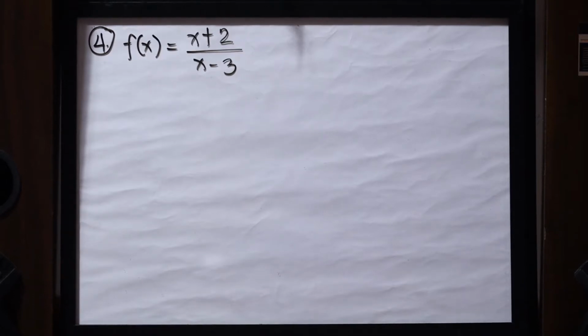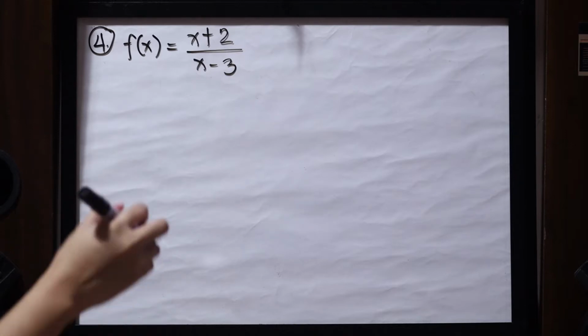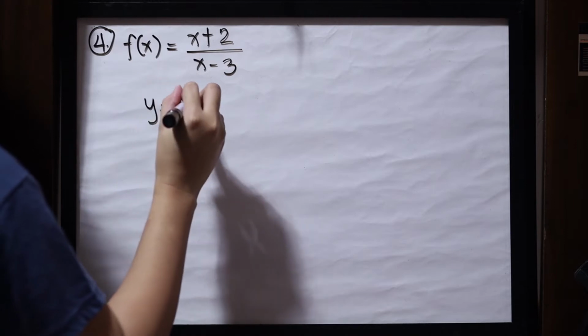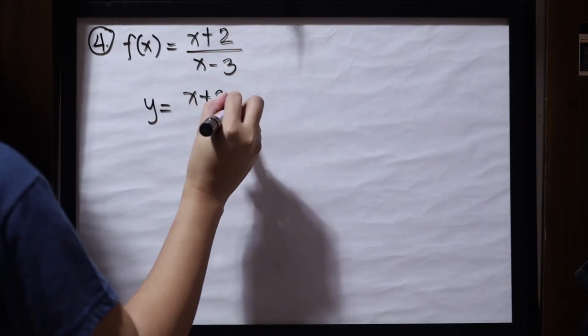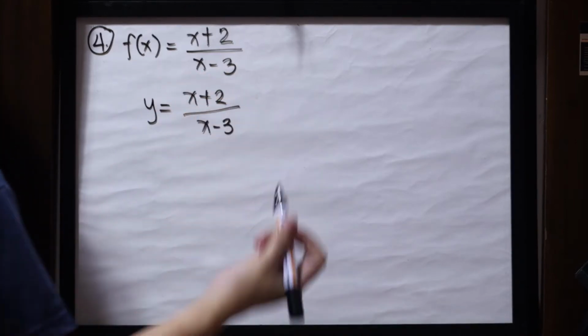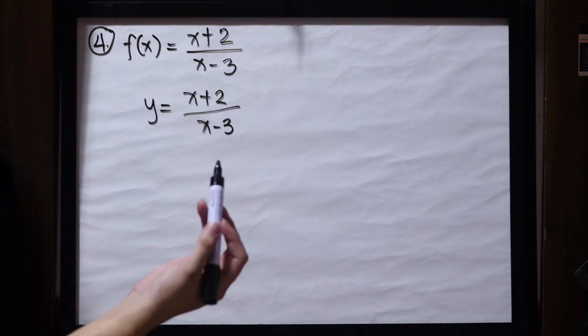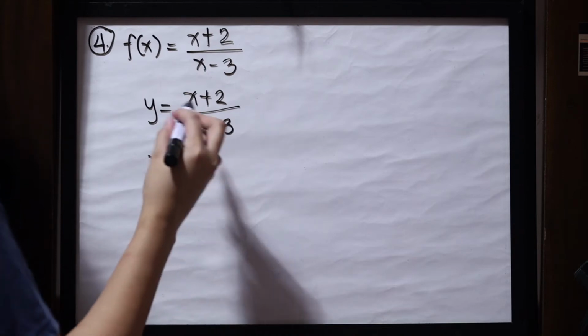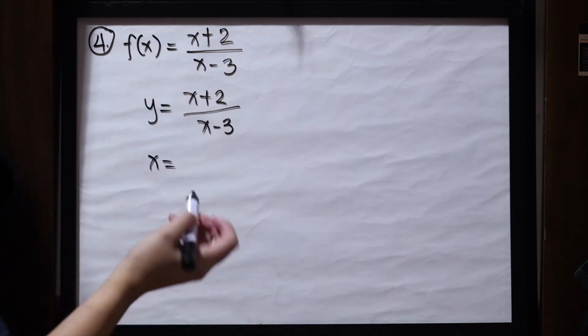Fourth example, for f of x is equal to x plus 2 all over x minus 3. So, we change f of x by y, tapos y is equal to x plus 2 all over x minus 3. And then, you interchange x and y. So, yung y magiging x is equal to, yung lahat ng x magiging y.